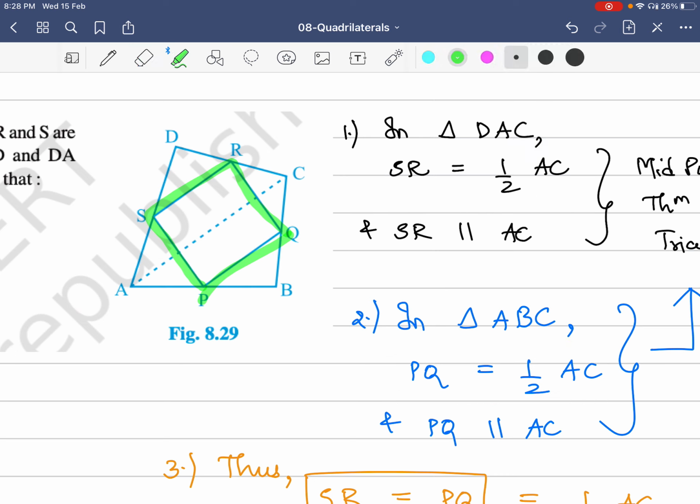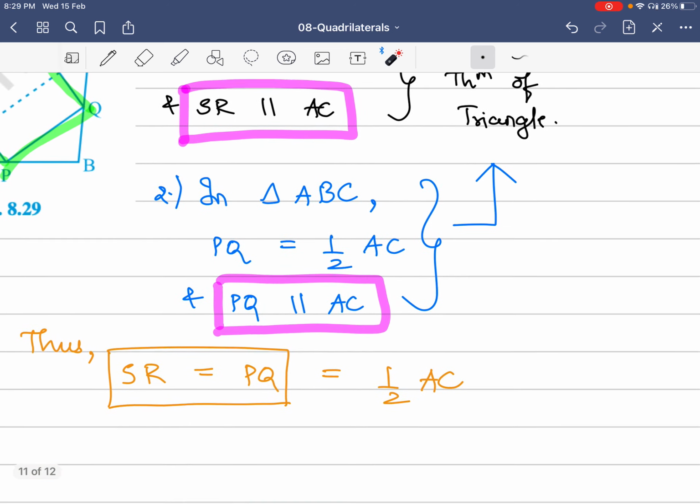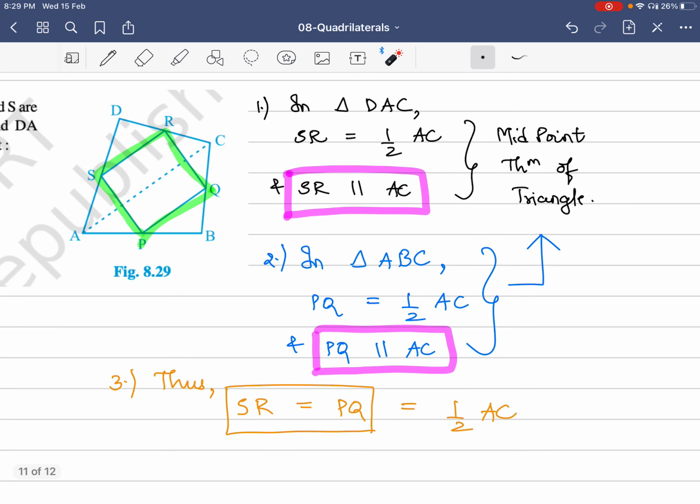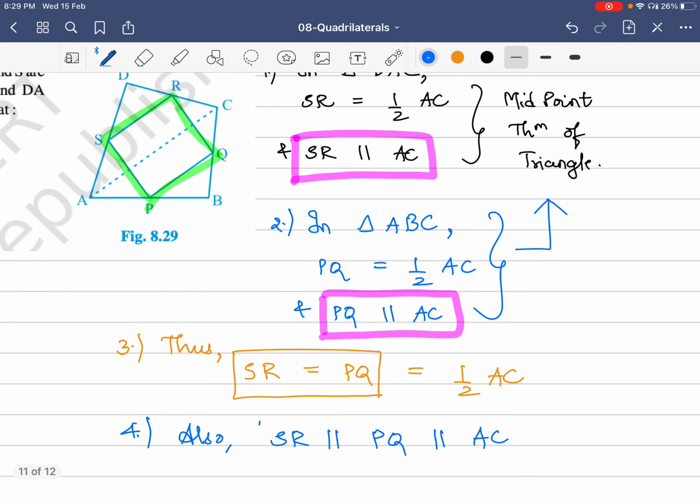Now focus on this highlighted part: SR is parallel to AC, and PQ is also parallel to AC. We know that if two lines are parallel to the same line, then those two lines are also parallel to each other. So I'm just going to write here point number 4. Also, SR is parallel to PQ, which is also parallel to AC. All these three lines are parallel to each other. So what we need is this thing, SR is parallel to PQ.